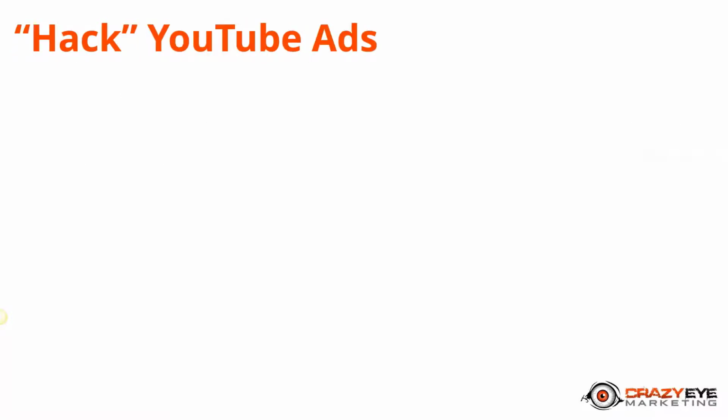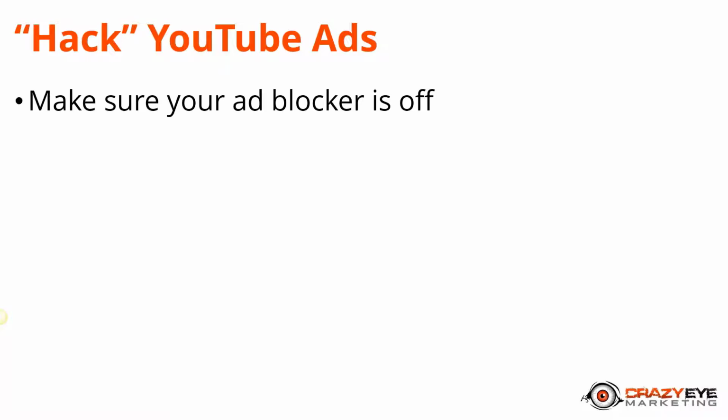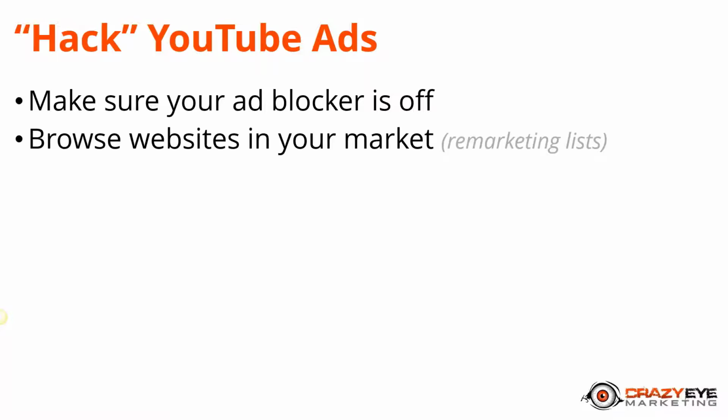Finally, you can, quote unquote, hack YouTube ads. Now, first thing you want to do is make sure that your ad blocker is off. Maybe you don't use an ad blocker and you're doing things the right way. But if you have an ad blocker, make sure you turn it off, otherwise this is not going to work. Then you want to go ahead and browse a bunch of websites in your market. More than likely you do this naturally because you're interested in whatever you're offering. So you're browsing competitors' websites or informational websites about what you offer. So you're likely already on a bunch of people's remarketing lists for the types of products and services that you offer. And you want to do that so that you're being shown ads that relate to you.